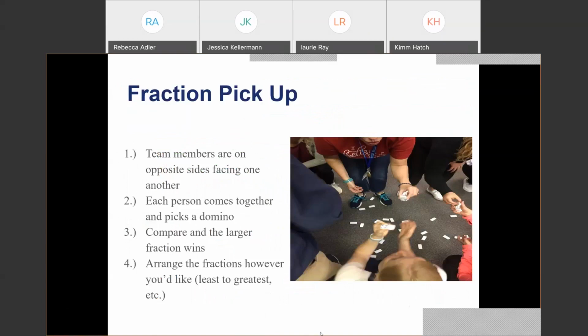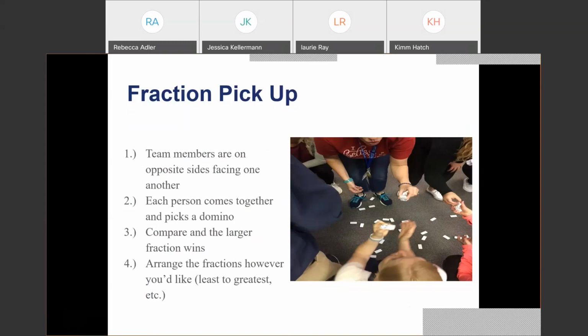So this is similar to the rock, paper, scissors. This one's focusing on fractions, but again, you can 100% manipulate it and make it what you need. So what happens is you're on opposite sides of the floor and there's a bunch of dominoes that you can't see. Each person, one from each team, comes up and picks a domino, and then they're going to compare and the larger fraction wins.